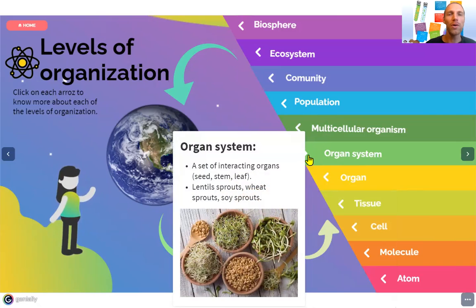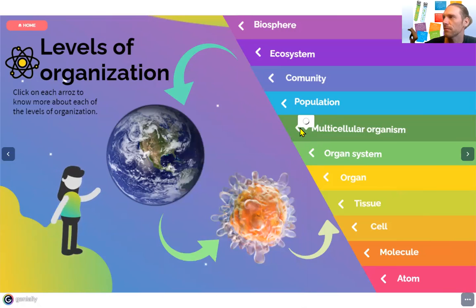Then we have organ system. An organ system is a group of organs that work together to do a certain function. So if you think about the digestive system, that's an organ system, but it has different organs. It has kidneys, liver, stomach, and all of that is part of the digestive system, which is an organ system. Then if you take all those organ systems together, you get a multicellular organism, like us or animals, okay?